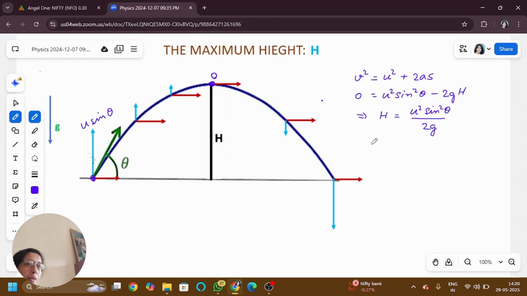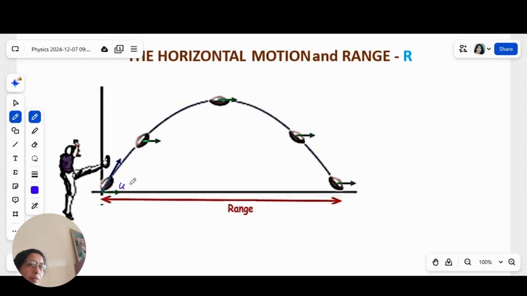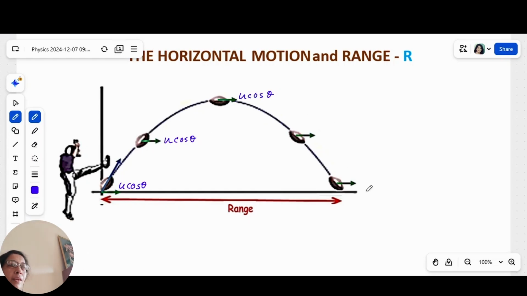This formula can be used to solve numericals quickly, but initially I'll prefer that you use basic concepts and arrive at any conclusion or any result for any problem. The horizontal velocity is u cos theta, and it is the same throughout the motion, even just before touching the ground.